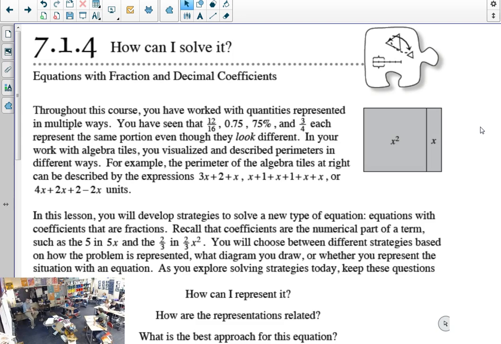Alright, so today we are talking about fraction and decimal coefficients. More specifically, equations that involve them.